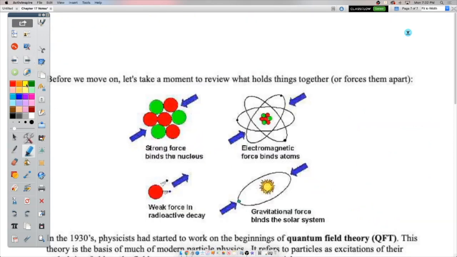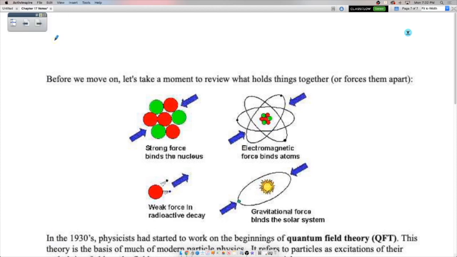Last thing we're going to do here is take a bit of a review and then a bit of a step forward in our understanding of forces, or as you may more often hear them called, interactions. Okay, so we have our four fundamental interactions. We have the strong force that we have learned binds the nucleus together. Soon enough, we're going to learn it actually does something else as well.